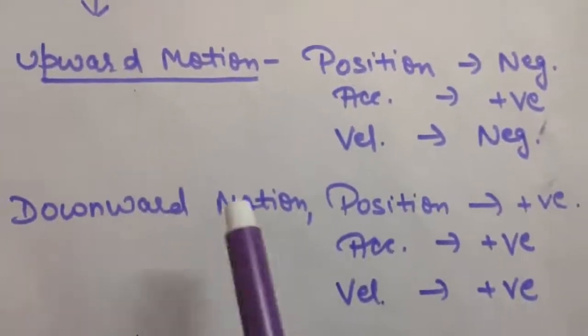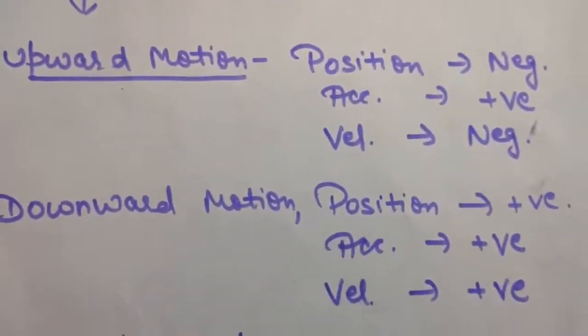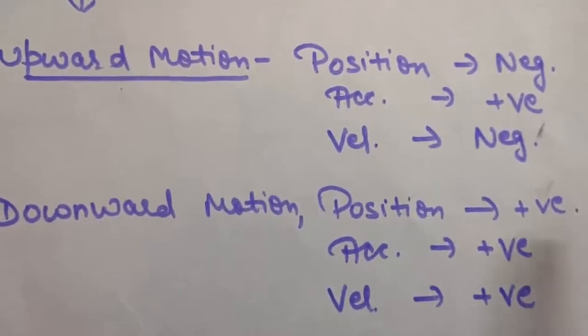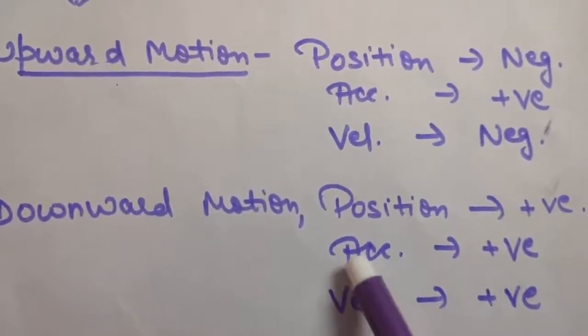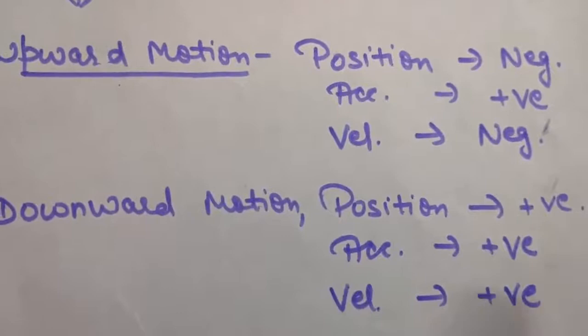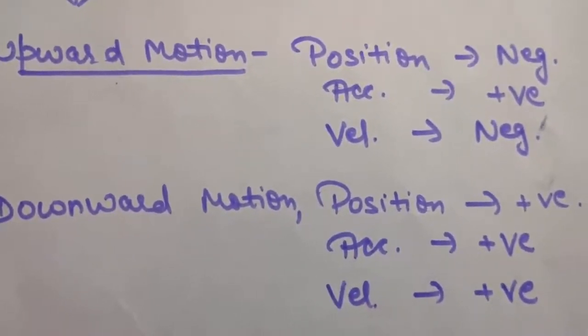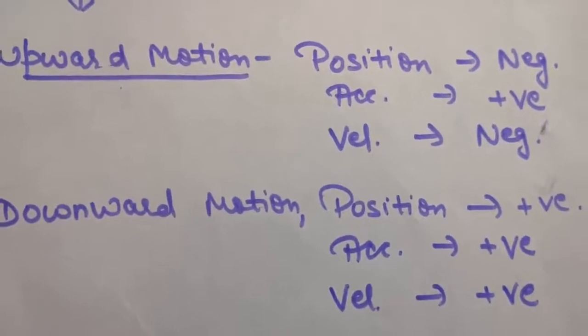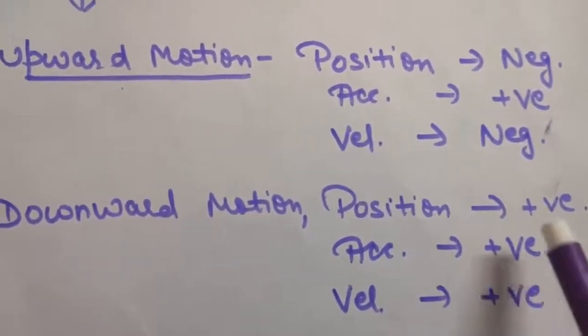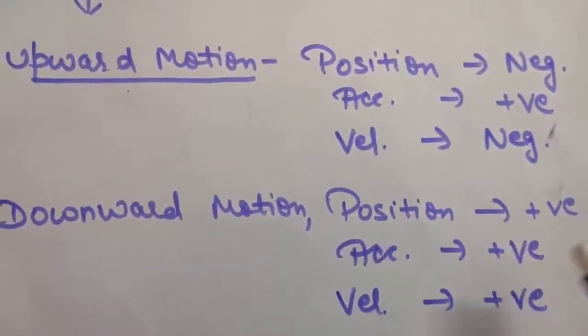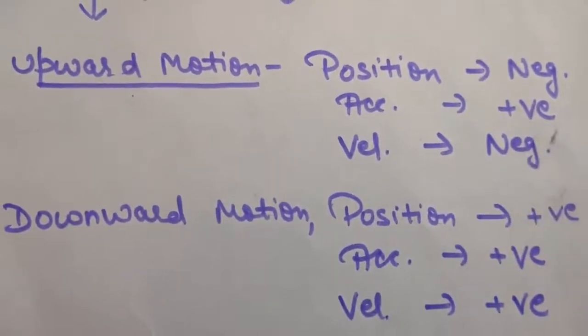Similarly, for downward motion, position is now changing in the downward direction, so it will be positive. Acceleration is acting in the downward direction only, so it will also be positive. And velocity is also in the downward direction now because we are considering downward motion, so velocity will also be positive. So in this case all three will be positive, and in the upward case only acceleration will be positive.